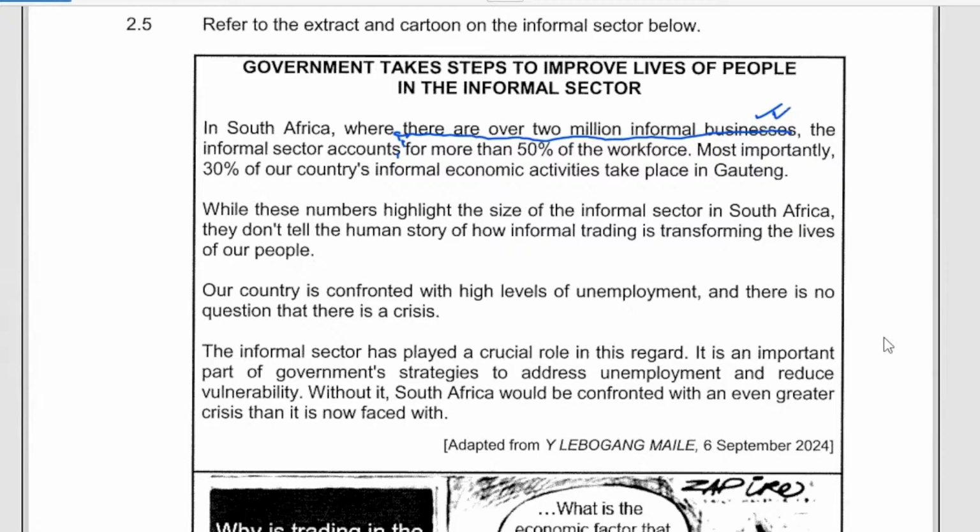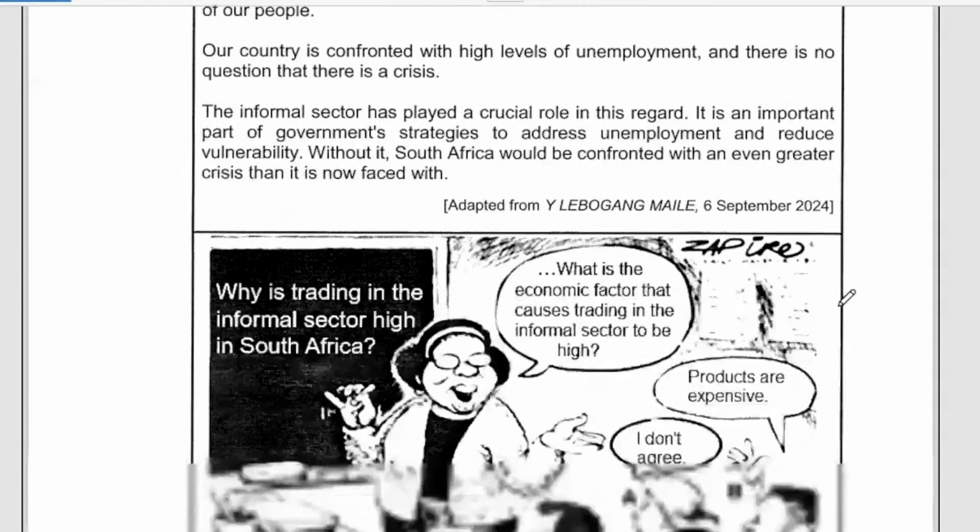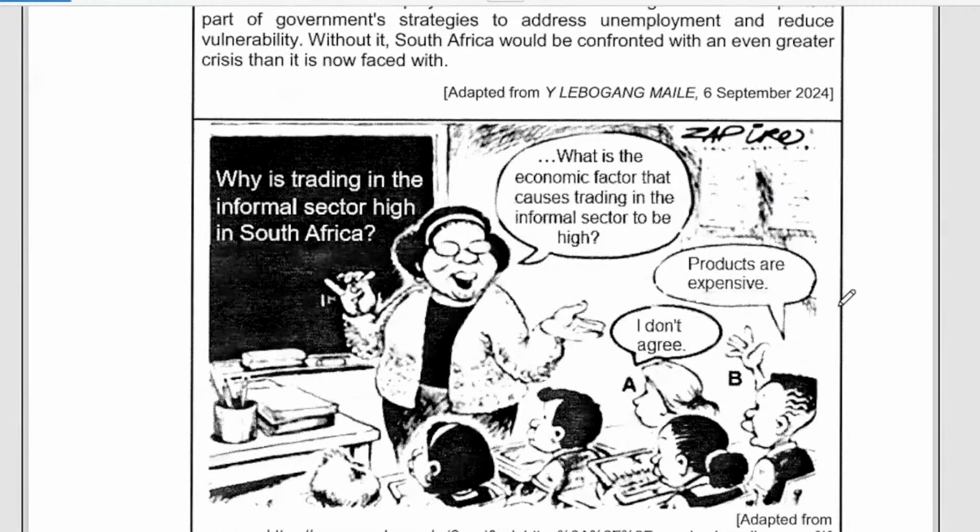Why are they disagreeing? It's saying, why is trading in the informal sector high in South Africa? And then the teacher is posing a question: what is the economic factor that causes trading in the informal sector to be high? And then learner A is saying products are expensive, and then learner B is saying, I don't agree.